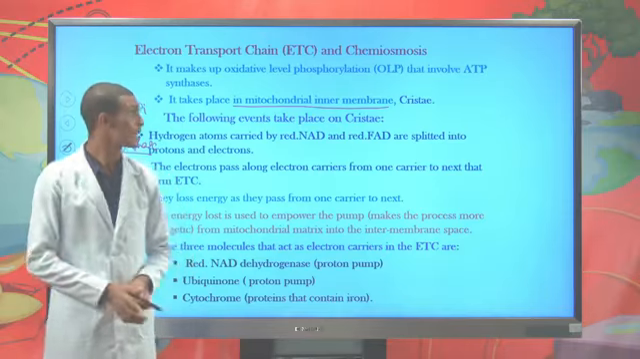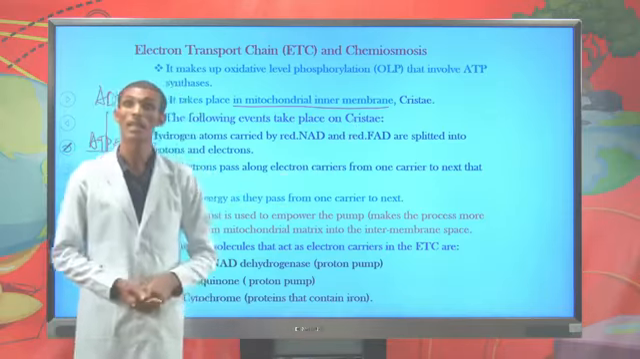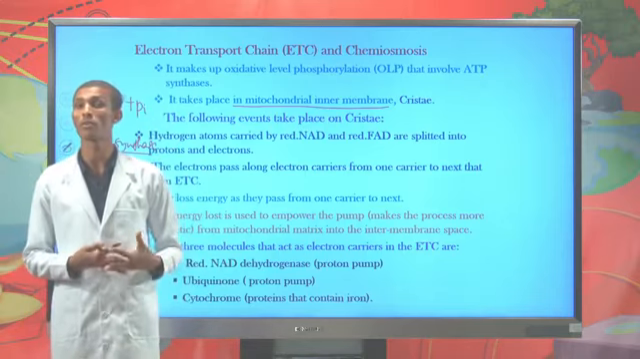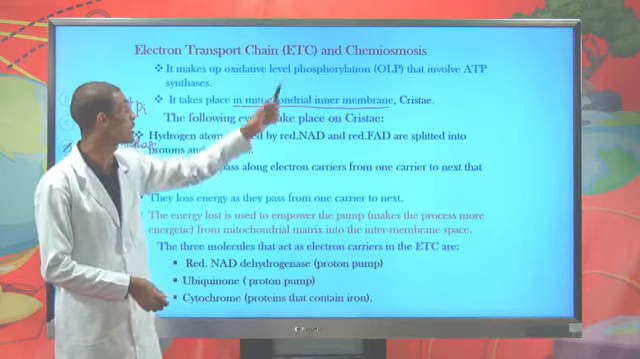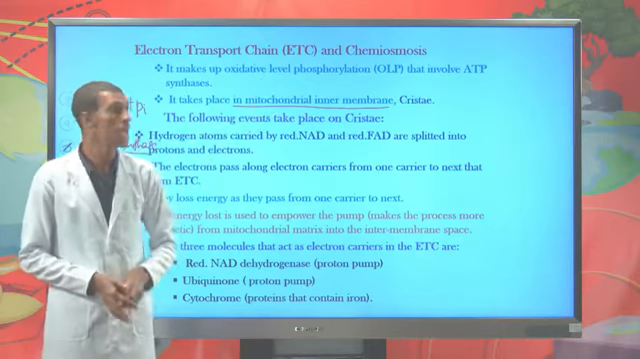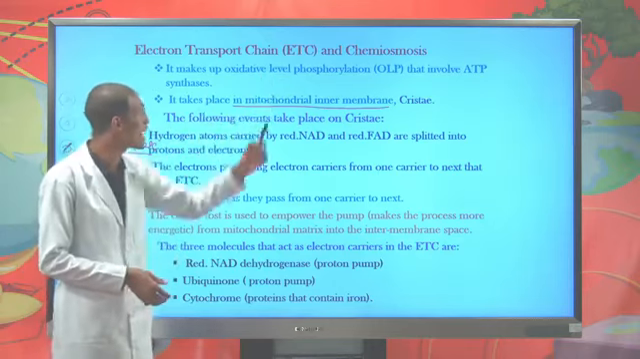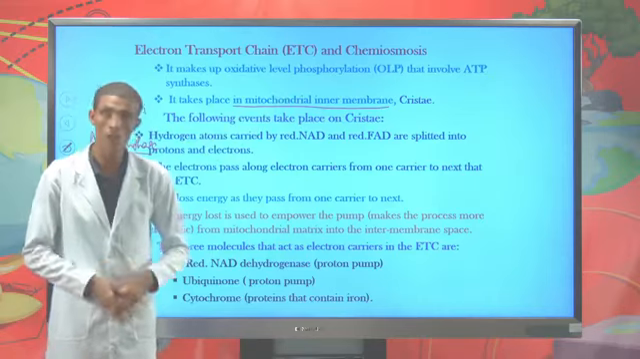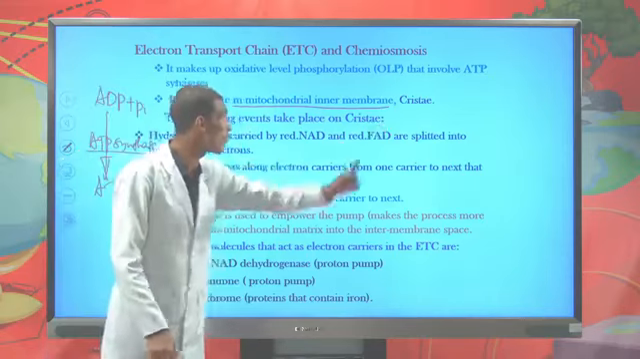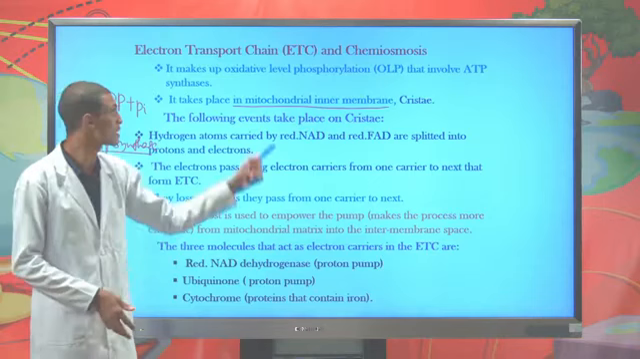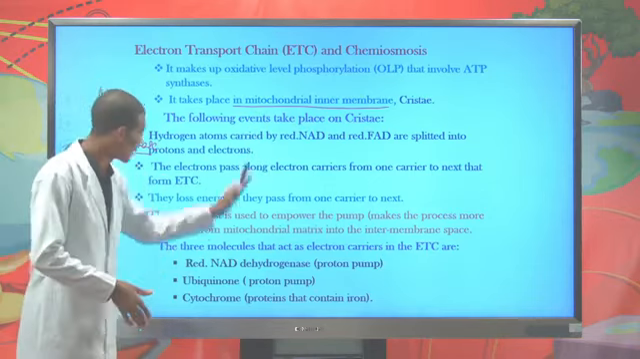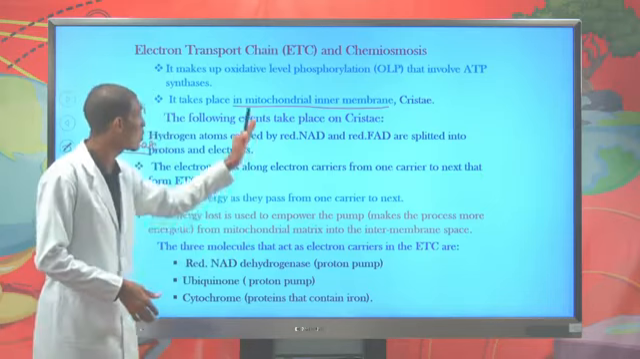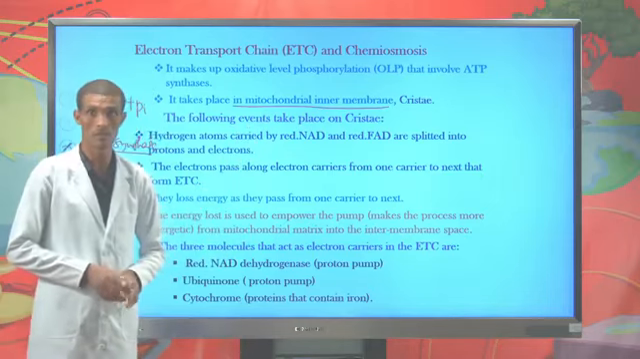Very good. Cristae are very important in increasing the surface area of the mitochondrial inner membrane to produce a great deal of ATP during this process. A great deal of ATP is produced by oxidative phosphorylation because of the surface area of cristae, which increases the surface area of the mitochondrial inner membrane. The following reactions take place over the surface of the cristae.